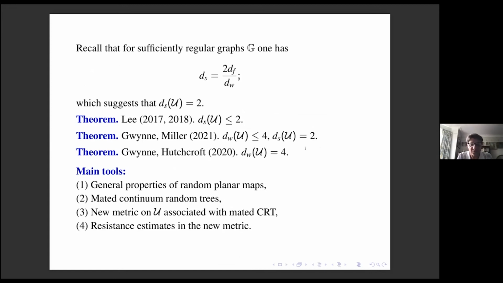The main tools here are general properties of random planar maps, a technique used for studying random planar maps, and SLE with mated continuum random trees. One gets a new metric on U associated with the mated CRT, which has some of the similar good properties that the circle packing metric also has, and then one looks at resistance estimates in this new metric.